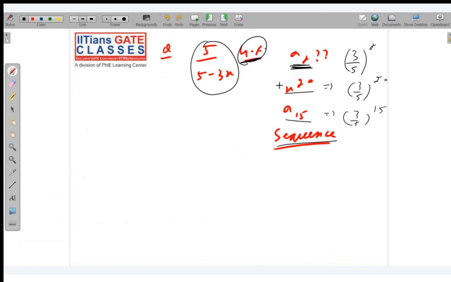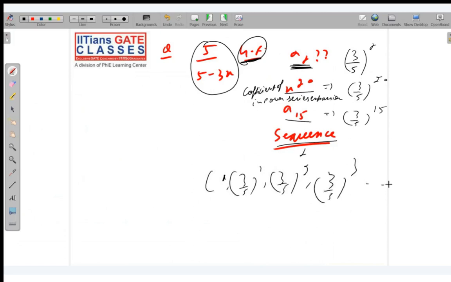So I should write it like this: coefficient of x power 20 in the power series expansion. It is nothing but the same as your a20; a20 into x power 20 will be there. So a20 is 3 by 5 power 20 and a15 is 3 by 5 power 15. So what is the sequence? The sequence will be 1, 3 by 5 power 1, then 3 by 5 power 2, 3 by 5 power 3, dot dot dot.